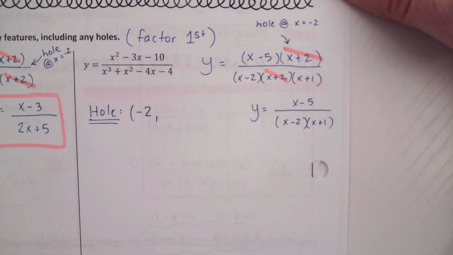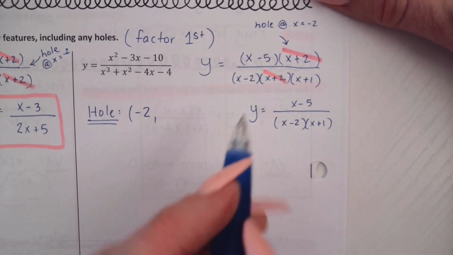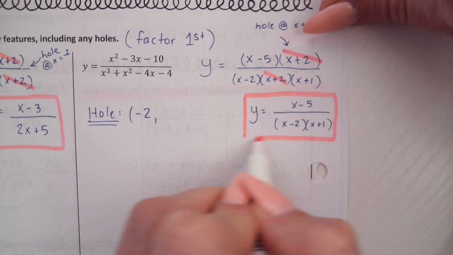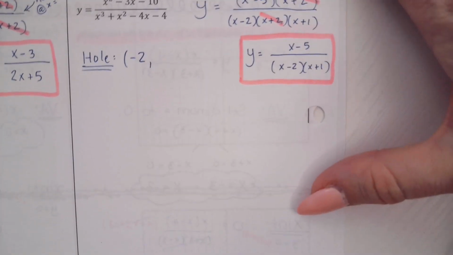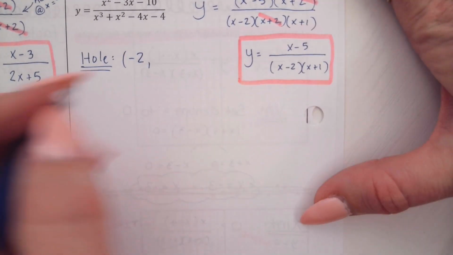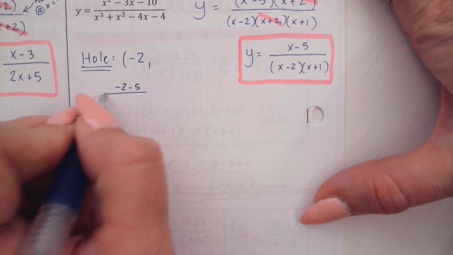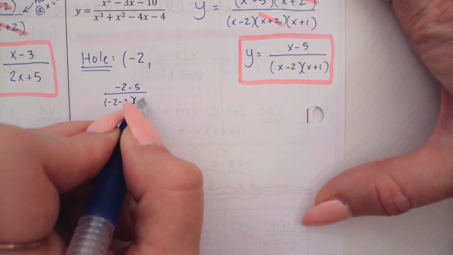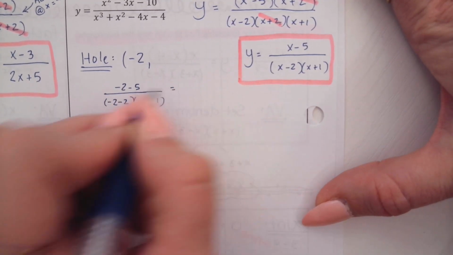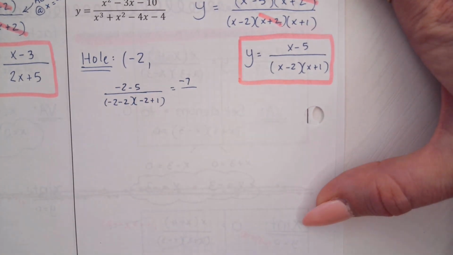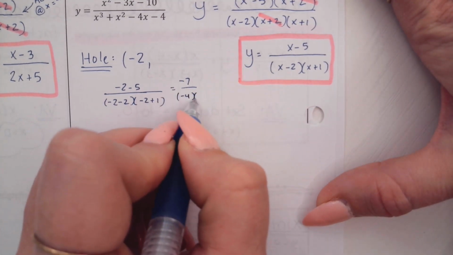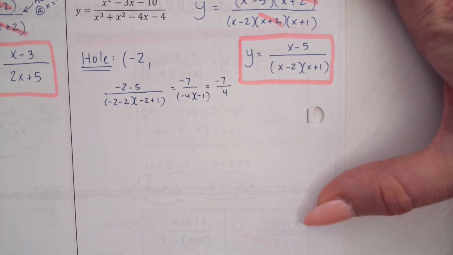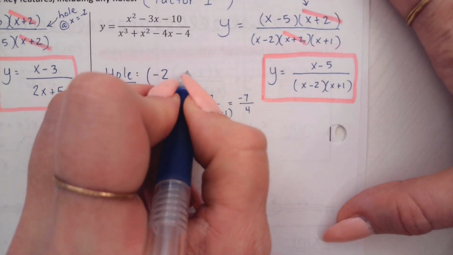Negative 2 is the x value. How do I find the y value? You plug in negative 2 into my new and improved reduced function. Remember, the original is dead. It's gone. Okay. So I'm going to have negative 2 minus 5 on the top. On the bottom, we'll have negative 2 minus 2 and negative 2 plus 1. So what is that? A negative 7 on the top, and negative 4 times negative 1, which is a 4. Negative 7 over 4. Good thing we don't have to graph it.